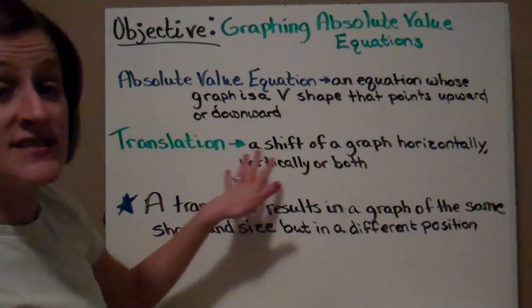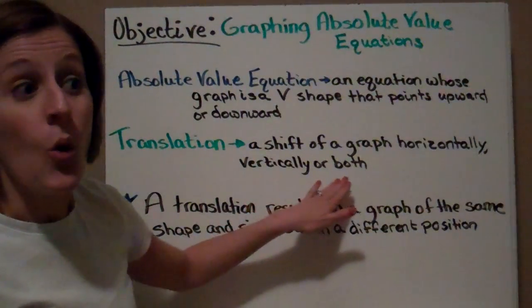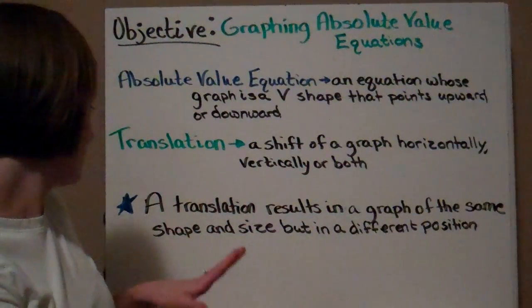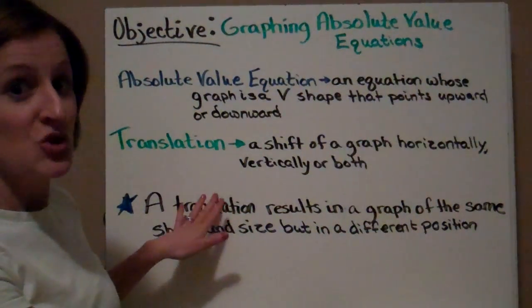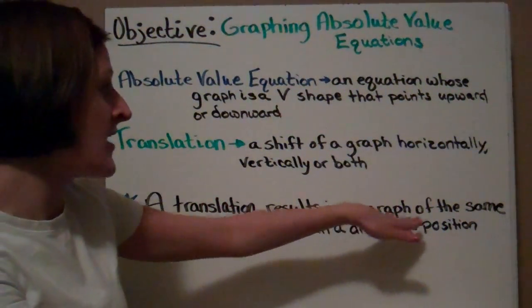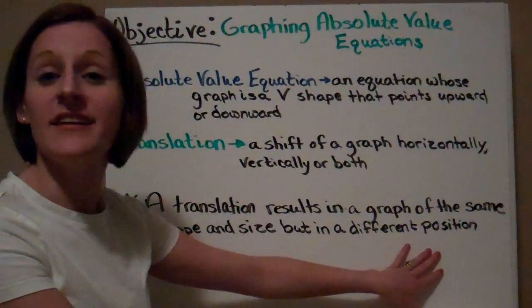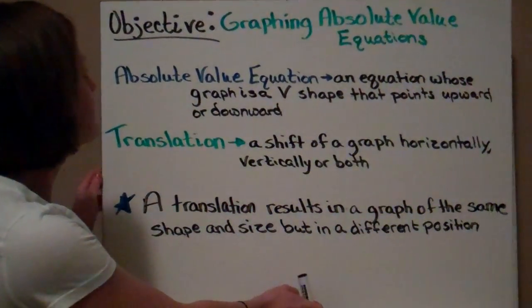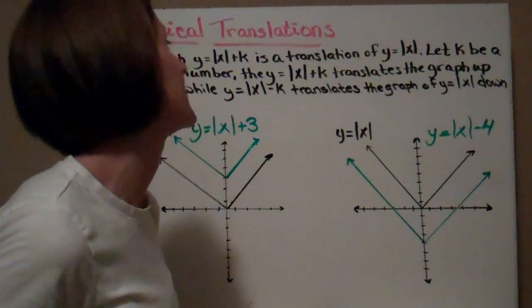Translation is a shift of a graph horizontally, vertically, or both. So it could be one or the other. Translation results in a graph of the same shape and size, but it's going to be in a different position. So let's take a look at vertical translations first, ones that go up and down.